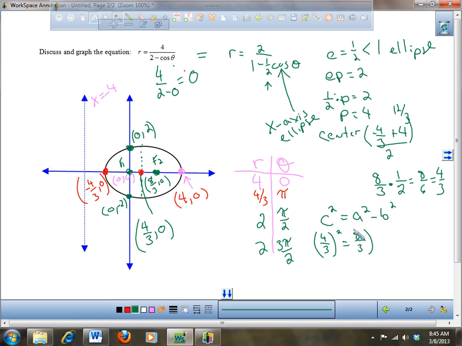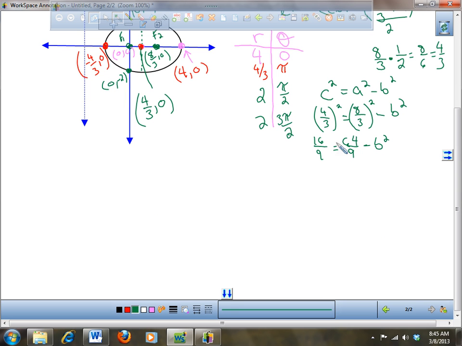I know this is the hardest part, the ugliest part. Just arduous. So we get 64 over 9 minus B squared. So when you square both of these, don't forget you have to square the numerators and the denominators. And then you subtract, and what's 64 minus 16? That's 48. You get 48 ninths equals B squared.